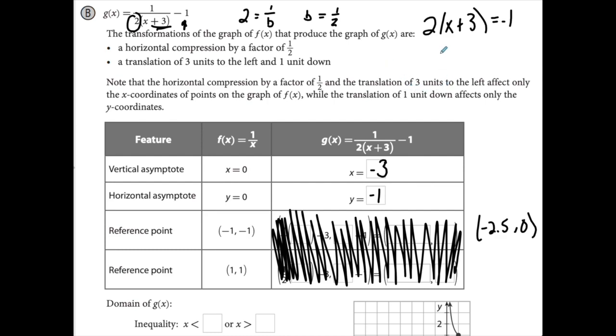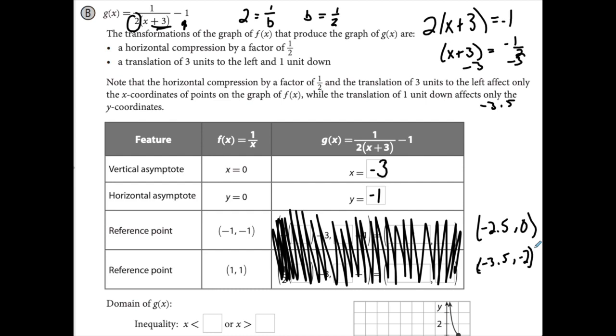So now I'm going to do the same thing, right? I start by dividing by 2. Nothing changes about that. And now I'm going to subtract 3, and I get negative 3.5. And then when I plug in negative 3.5, I get negative 3.5 plus 3, which is -1/2. 2 times -1/2 is -1. 1 divided by -1 is -1. -1 minus 1 is -2.